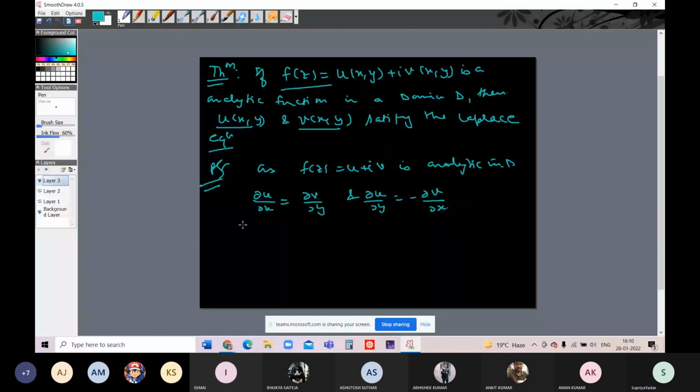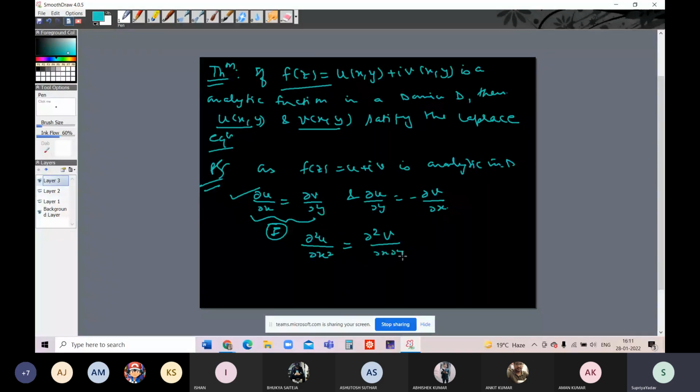First of all, we want to show that this u satisfies the Laplace equation. So we will take this equation and differentiate both sides with respect to x. Differentiating this equation with respect to x, we will get ∂²u/∂x² = ∂²v/∂x∂y.